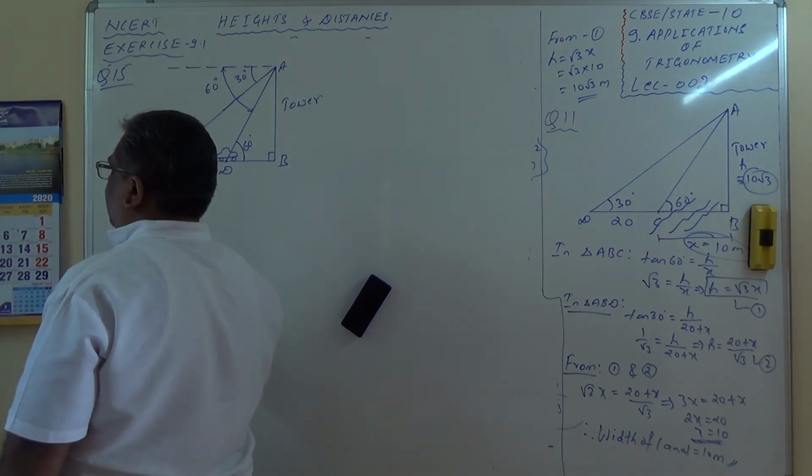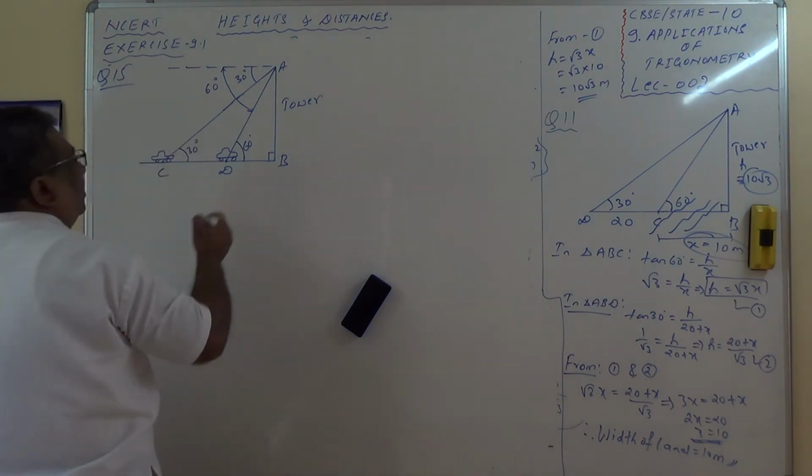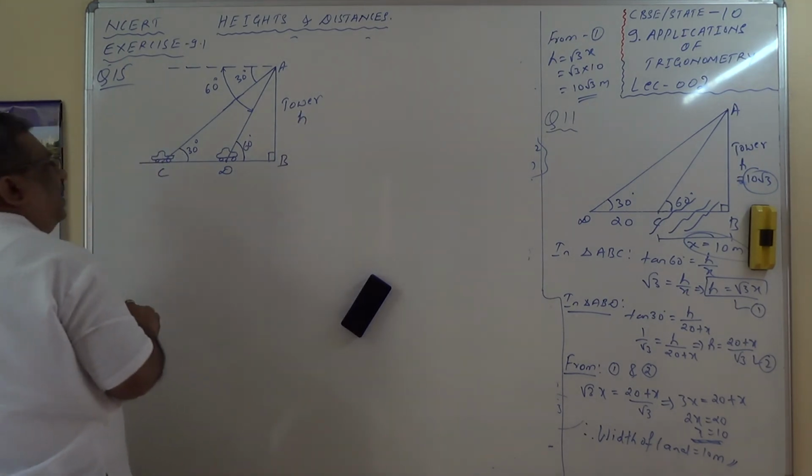A car is moving along a straight highway toward the foot of a tower, with a man standing on the tower. Six seconds later, the angle of depression changes. That's fine. Let the height of the tower be h.